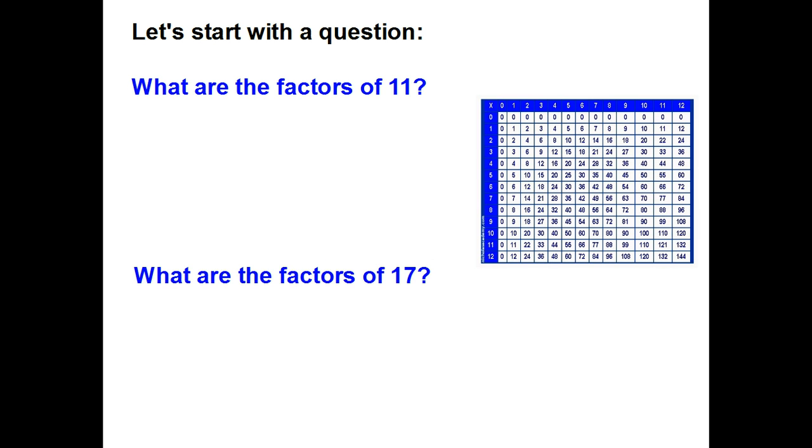Well, let me start by asking a question. We talked about factors yesterday, and you'll remember that factors are numbers we multiply to get a product. In 2 times 3 is 6, 2 and 3 are the factors of 6, or two of the factors. But what are the factors of 11? How many ways can I multiply and get 11?